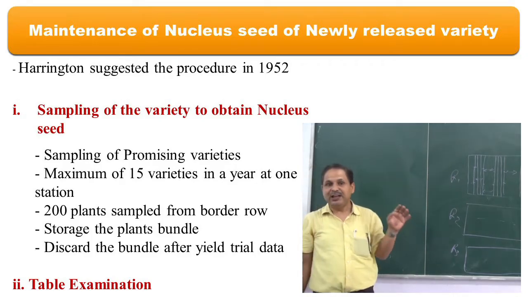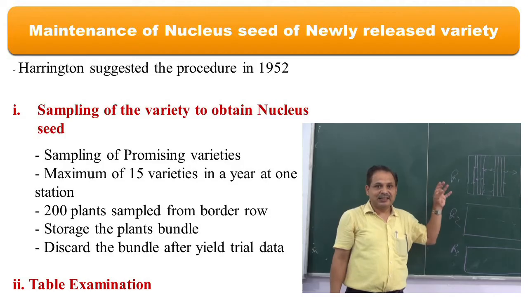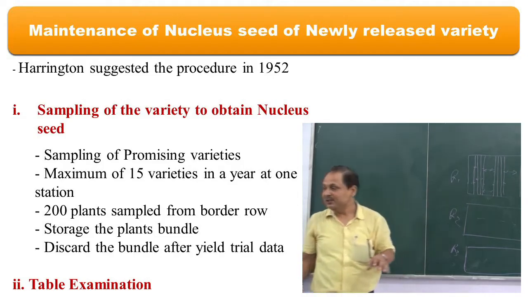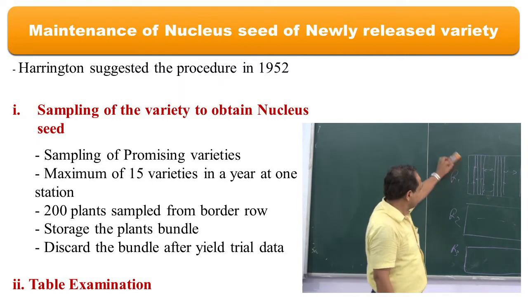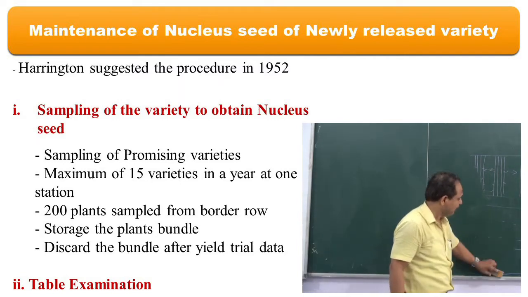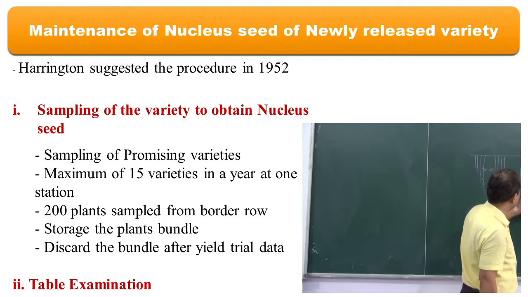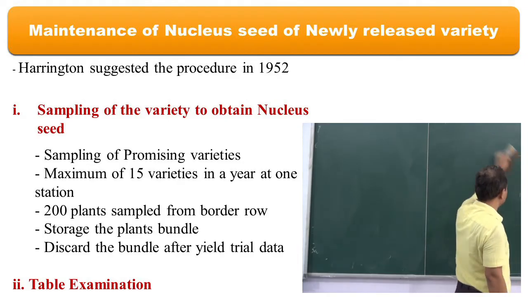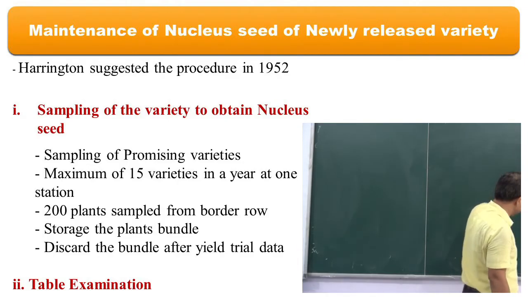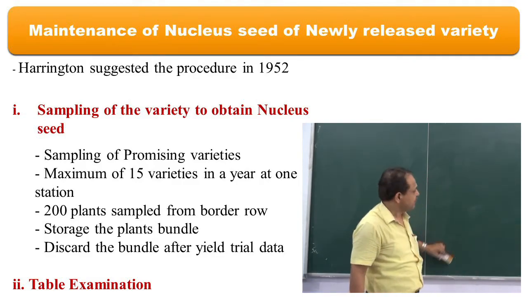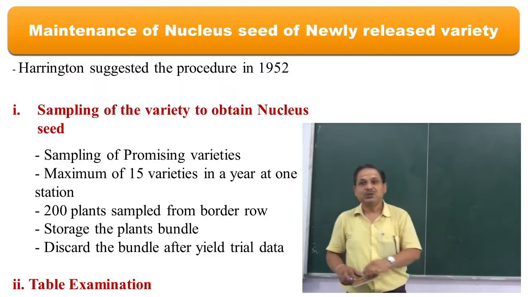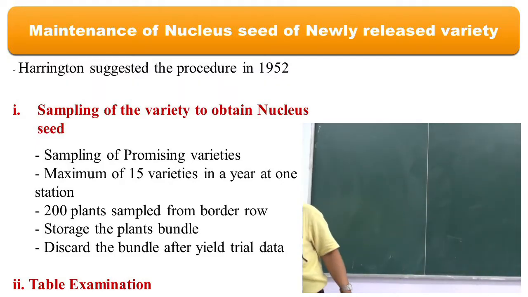So this way we keep all the bundles of all those potential varieties separately, and thereafter these bundles are again traced separately. After tracing and considering the potential varieties' bundles, we go for the next step, that is the table examination.